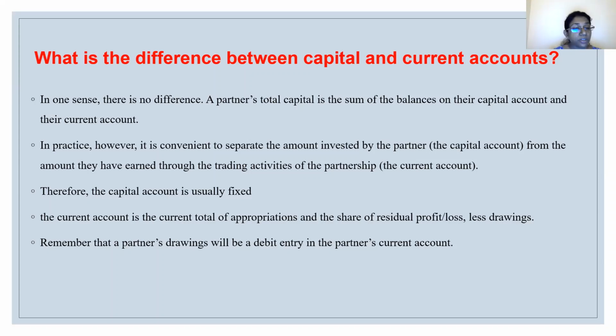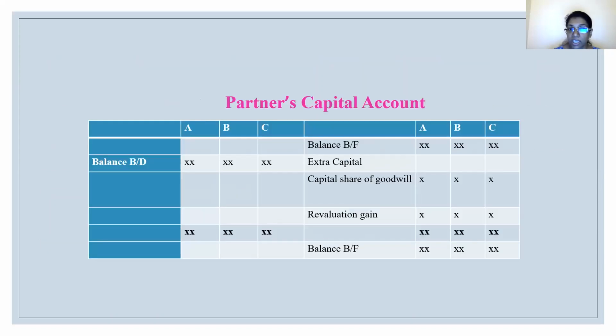Remember that the partner's drawings will be a debit entry to the partner's current account. So let's see the structure or the format of the partner's capital account. The partner is the owner of the business, so it's usually equal to the capital. Normally, the capital balance is the credit balance. So the brought forward balance will be on the credit side.